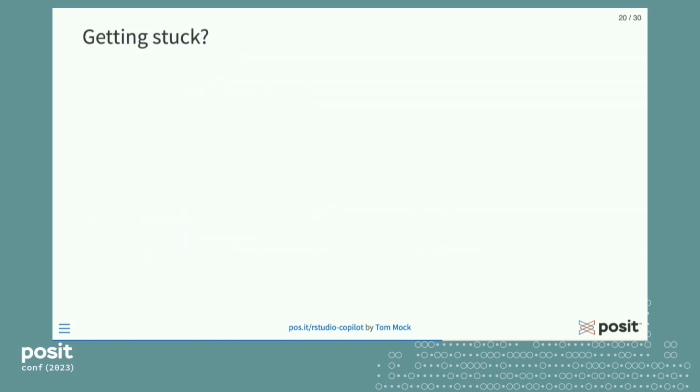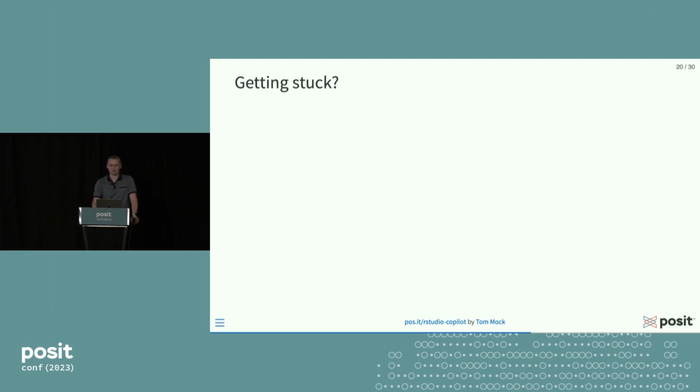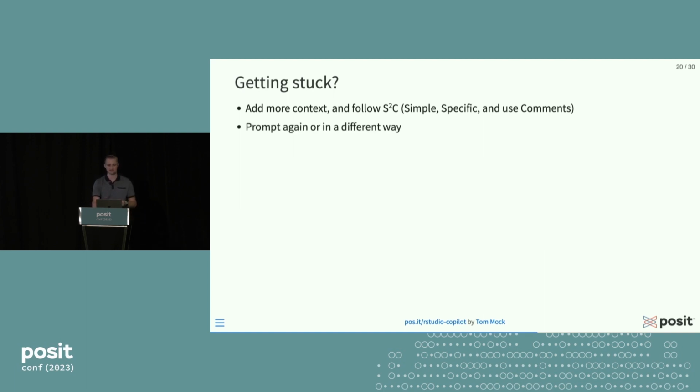Now, while this was fun and we went through and solved a complex problem, you're going to get stuck. And I got stuck and had to interject myself in the middle at certain points. So again, what you're trying to do to get yourself unstuck is add more context. And again, follow S to C: simple, specific, and use comments. Break up your problem into simpler problems, solving a specific task, that are well commented. You can also try prompting again or in a different way.